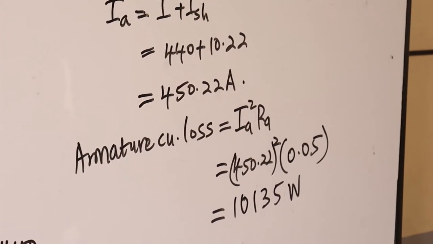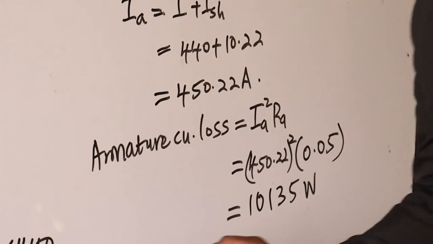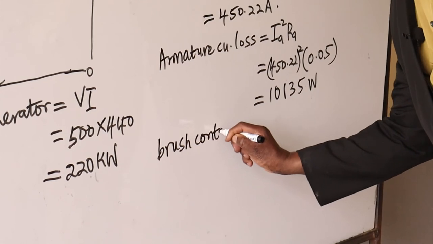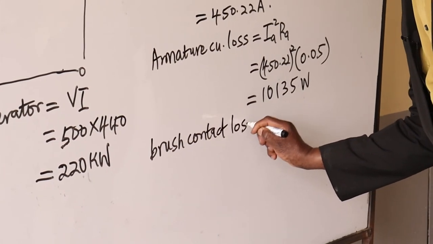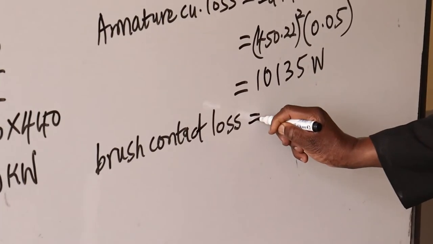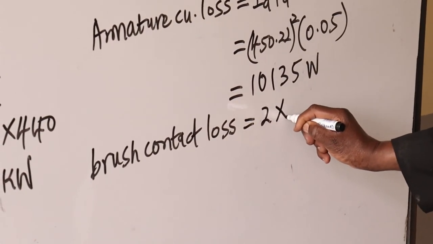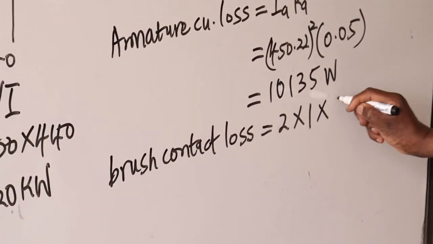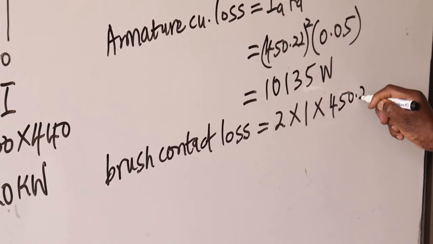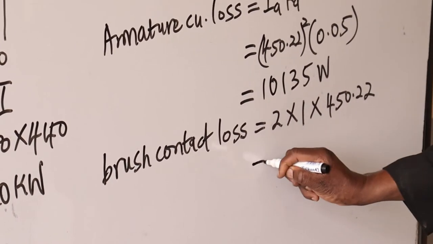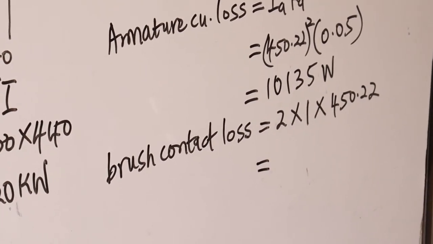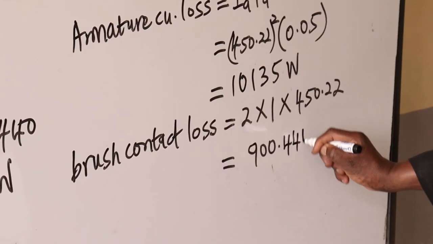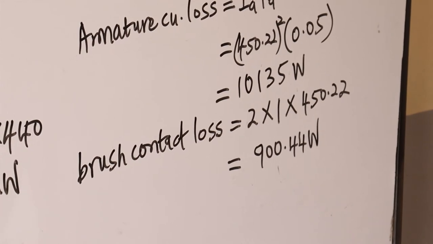That's the armature copper loss. With the armature copper loss, we can get the brush contact loss, which is equal to 2 times the voltage drop per brush, times the current passing through the armature, which is 450.22. So this will give us 900.44 watts.